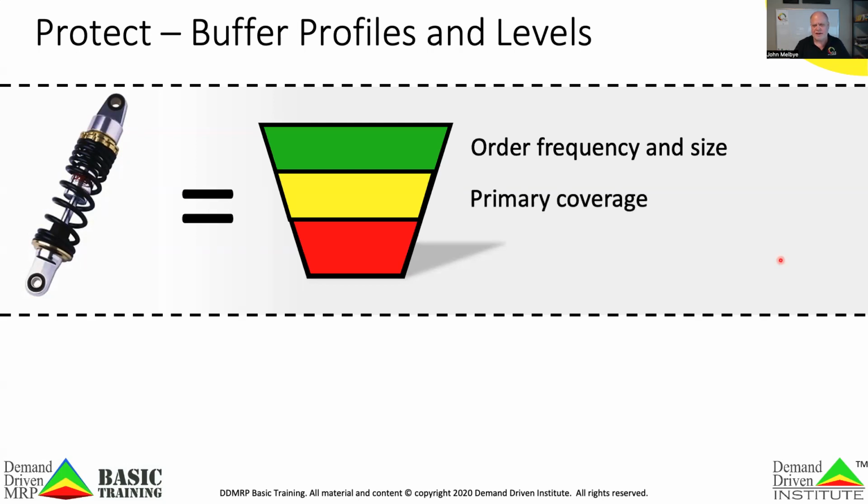The green zone has to do with order size and frequency. The yellow zone is the primary coverage, what we sometimes call cycle stock. It is the demand during the lead time. And the red zone is the safety embedded in the buffer. That's our protection in case there is trouble.